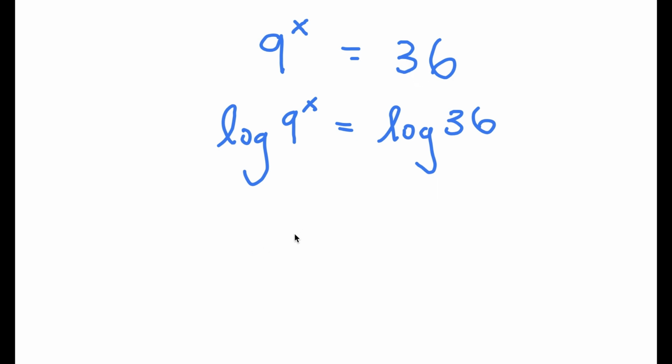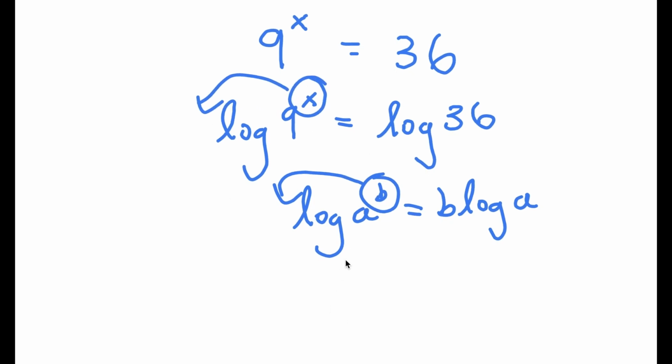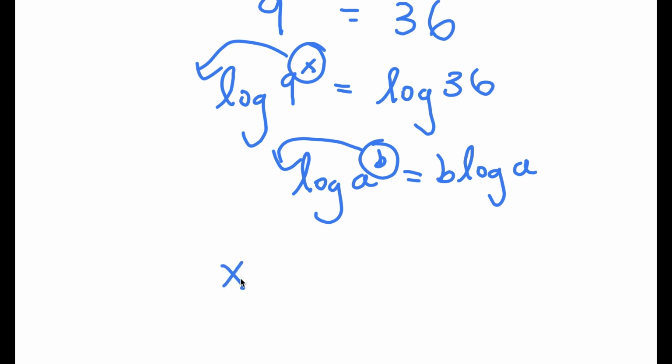Now, if I have something in the form log a to the power of b, I can move this exponent b to the front. So it's going to equal b times log a. So in this case, I have log 9 to the power of x, and we can think of x as b. So we can move this to the front. And now this is going to equal x times log 9 is equal to log 36.